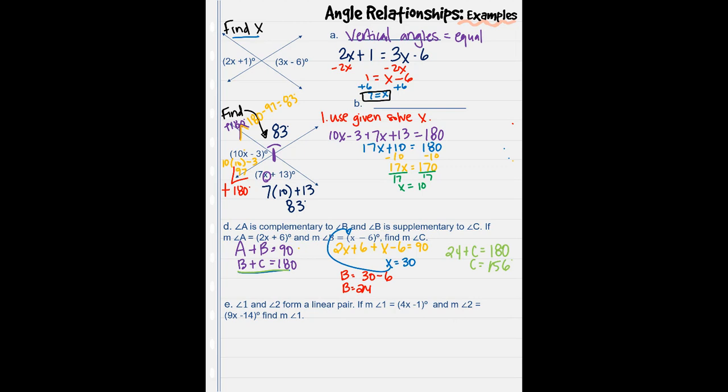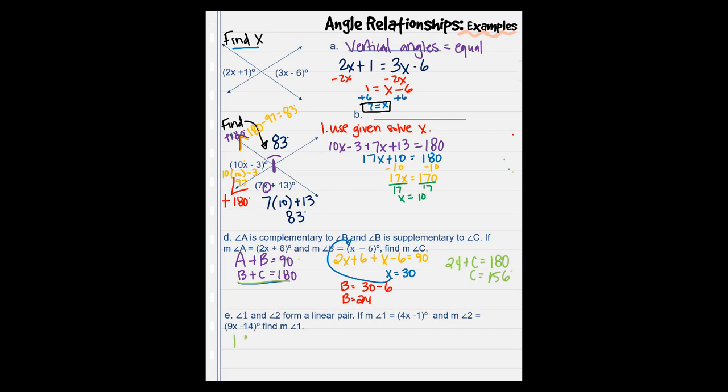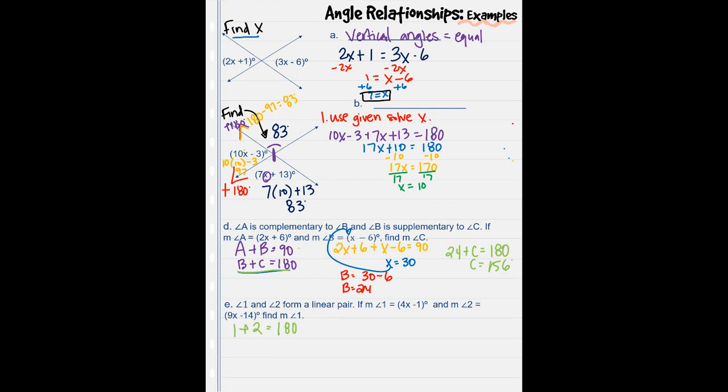So let's look at the last example. 1 and 2 form a linear pair. We go back, our relationship says that our linear pair, they add up to 180. So 1 plus 2 equals 180 degrees. So we've got 4x minus 1 for angle 1 and 9x minus 14 for angle 2. And it wants us to find angle 1.